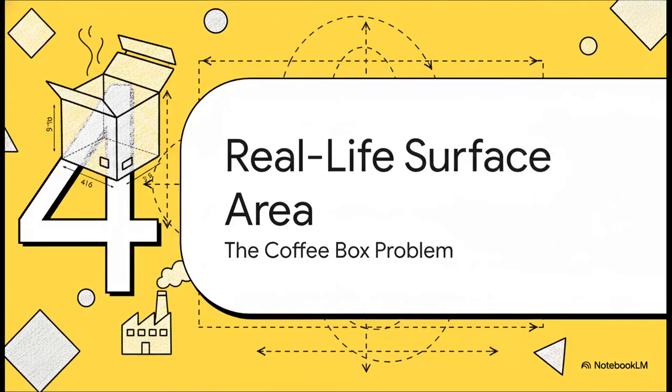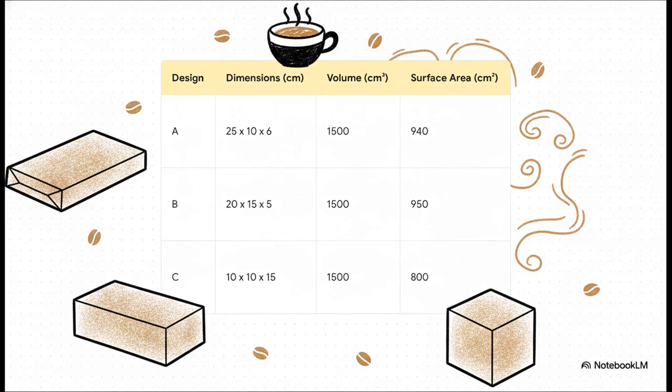So who cares about all this, right? Why does it matter? Well, let's bring this whole conversation back down to earth with a fantastic real-world problem that shows exactly why big companies care a lot about surface area. So, a coffee company is testing 3 different box designs. Now, look closely at this table with me. The volume column, notice anything? They're all the same. Each box holds exactly 1,500 cubic centimeters of coffee.